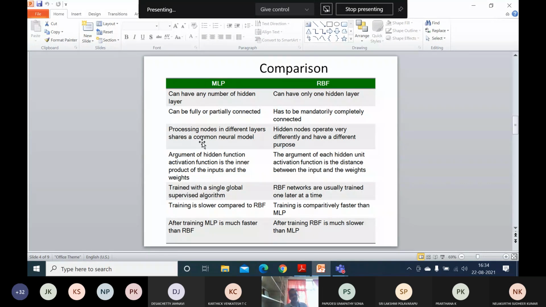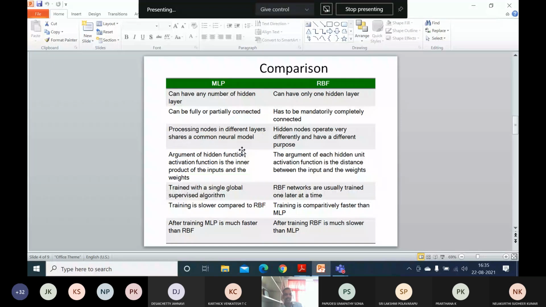The processing nodes in different layers share a common neural network pattern. That is a feed-forward network. You have a set of input nodes, a set of hidden nodes, and a set of output nodes, and for all the nodes in the input, hidden, and output layers, you have a common pattern. But in the case of an RBF neural network, the hidden nodes operate in a different manner. Input and output operate equivalently to the multi-layer perceptron, but in the hidden layer alone you have a non-linear transformation, or non-linear behavior.